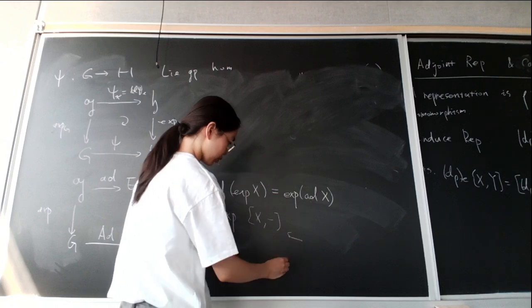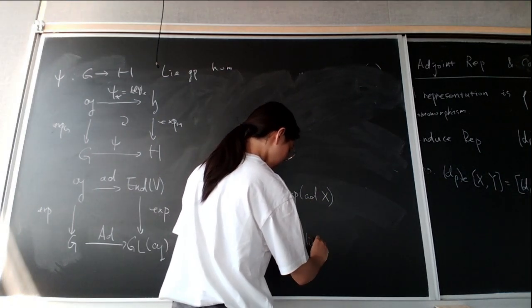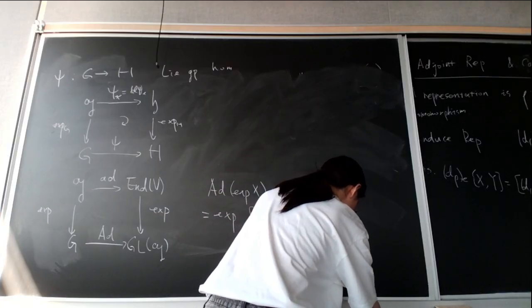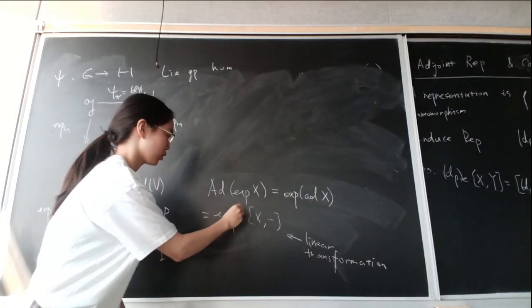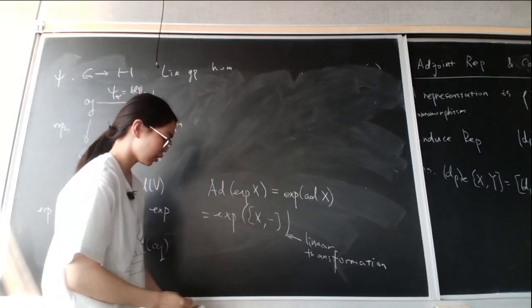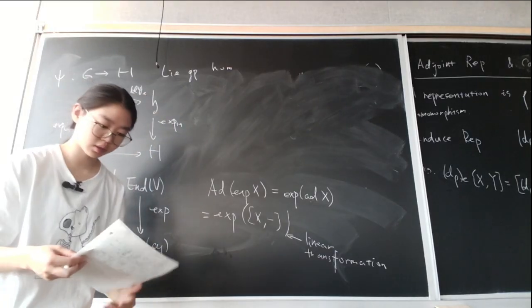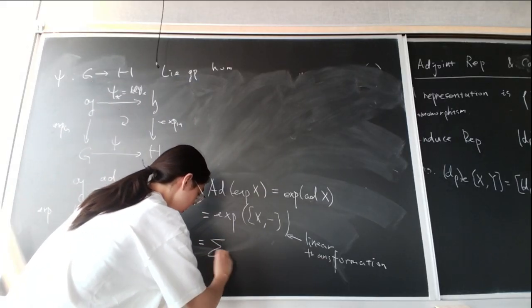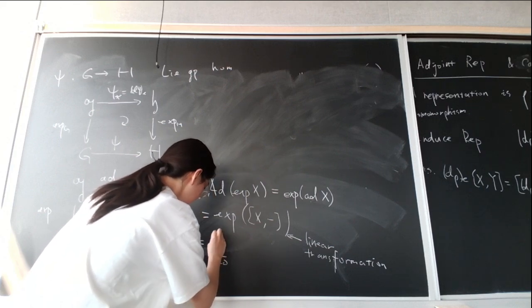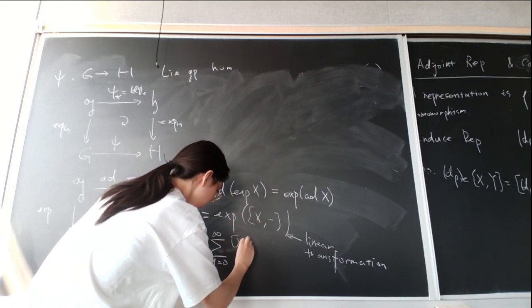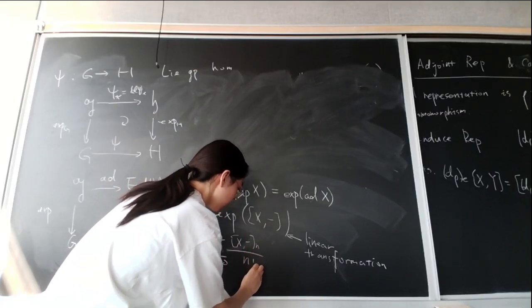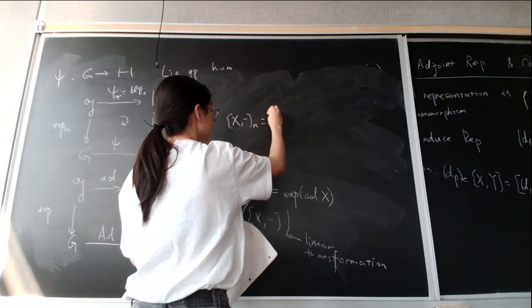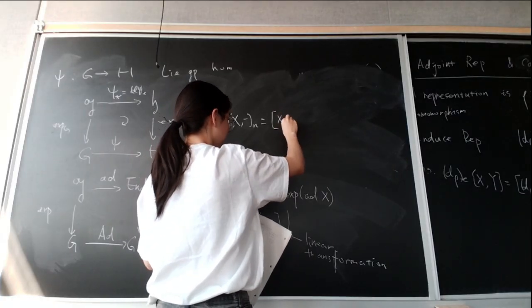And notice that this is a linear transformation. This is exp of a linear transformation, and we have shown before that this is just the matrix exponential, which means that this is equal to, where this denotes these kind of nested brackets.